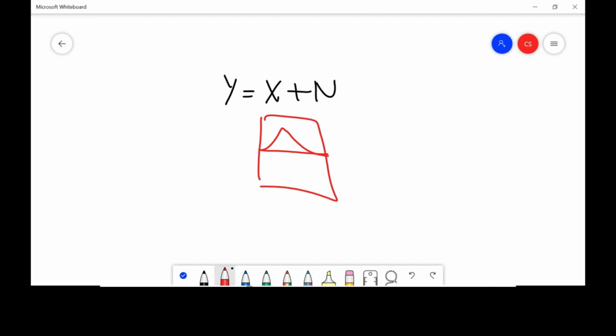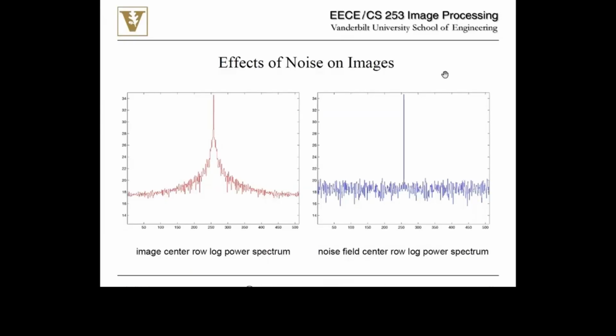So the spectrum of the signal, the spectrum of noise. And in the spectrum of the noise, you see a peak at the origin. So what does that mean? Why do we get a peak at zero frequency?